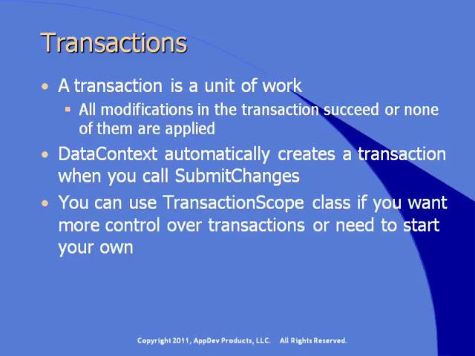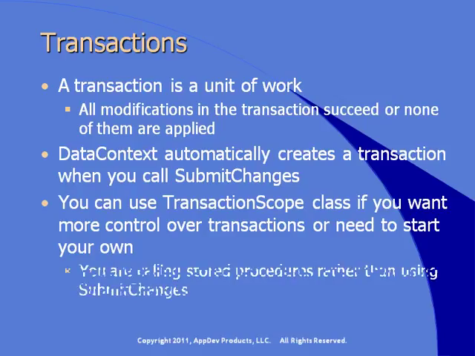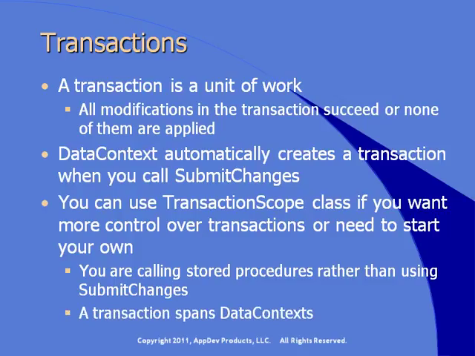Now you can create your own transactions and you can use the transaction scope class to do that. And you'll do that if you need more control over your transactions or you need to start your own. Let's say you're calling stored procedures rather than using submit changes. You have an add order stored procedure and an add order detail stored procedure. In this case, you're going to have to create a transaction because the data context won't create transactions when you call stored procedures. Or if your transaction spans data contexts, then you're going to have to create a transaction.